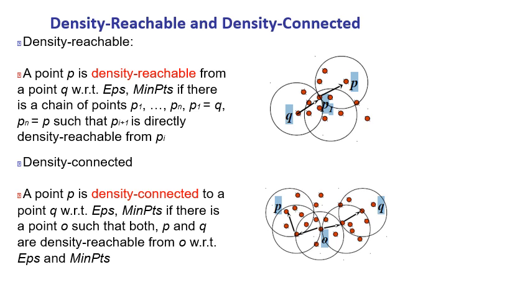A cluster is a collection of data objects. Objects are similar to one another within the same group and dissimilar to objects in the other group. A point P is density reachable from a point Q with respect to EPS, which is the maximum radius of the neighborhood, and min points, the minimum number of points in the neighborhood, if there is a chain of points.